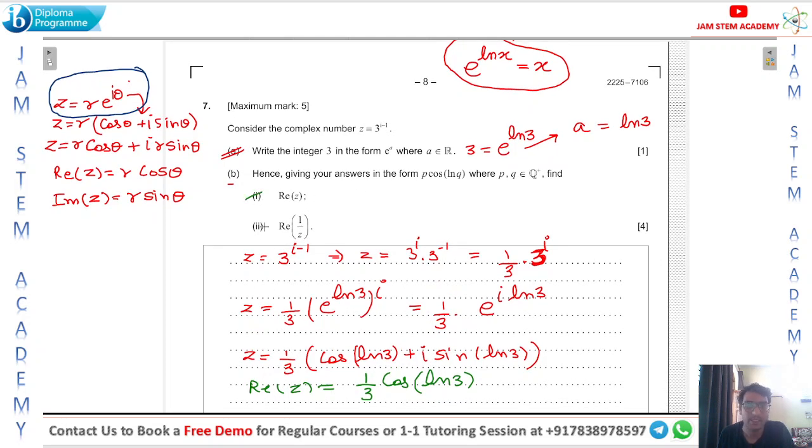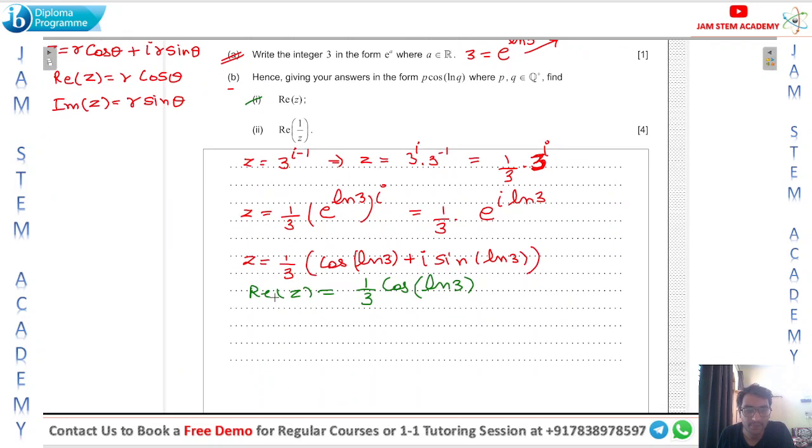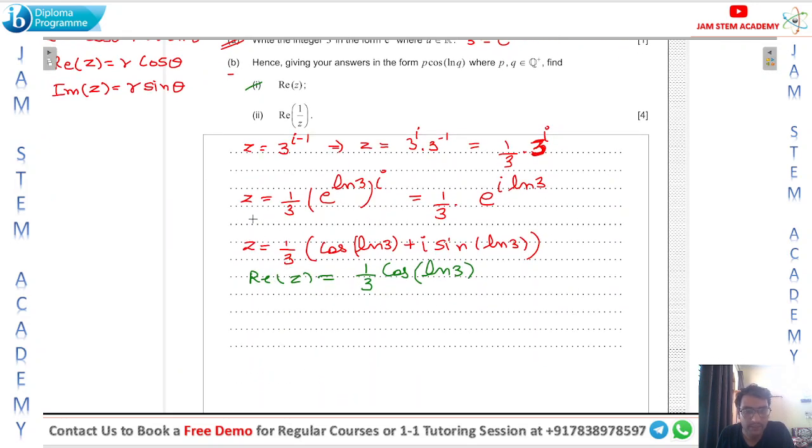Now the second part says the real part of 1 over z. So for that we need to find the 1 over z value. Okay, so let's simplify further. We have the value of z as this one. So let's find 1 over z in the next line. You can take the reciprocal of this. That gives me 1 over z equals 3 raised to the power 1 minus i. That is also the same as 3 times 3 raised to the power negative i.